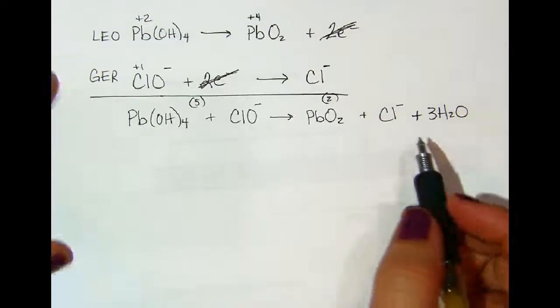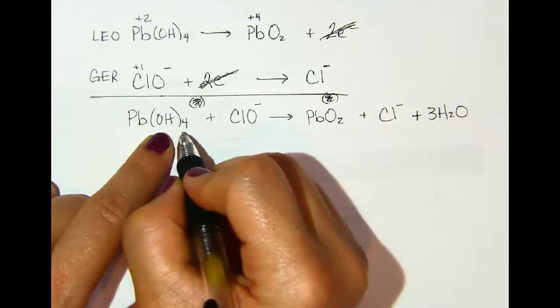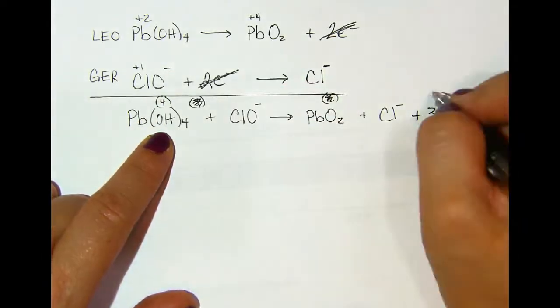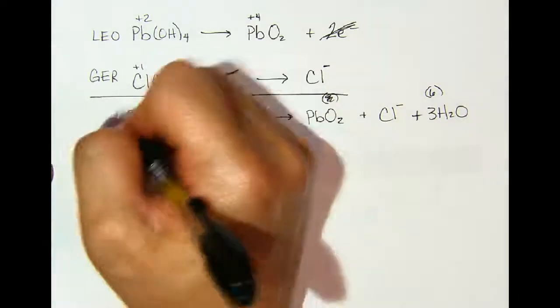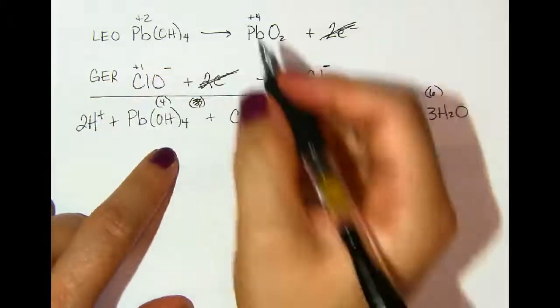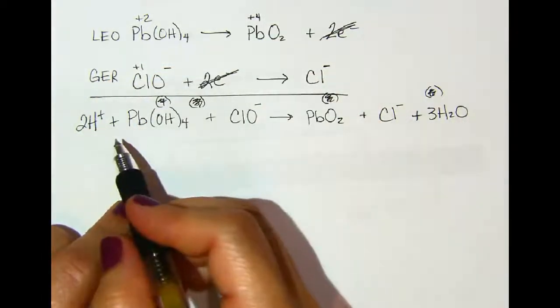Now I'm going to balance the hydrogens. So I don't need these anymore. We have 4 hydrogens on the left, so I'll put a little 4 there. And we have 3 times 2 is 6 hydrogens on the right. So notice I'm short 2 hydrogens on the left, and I'll balance that with 2 H+. So far, we've done what's called balancing in acidic solution.